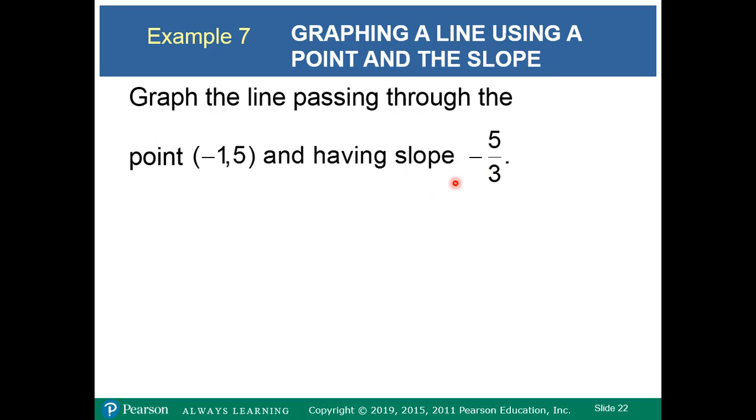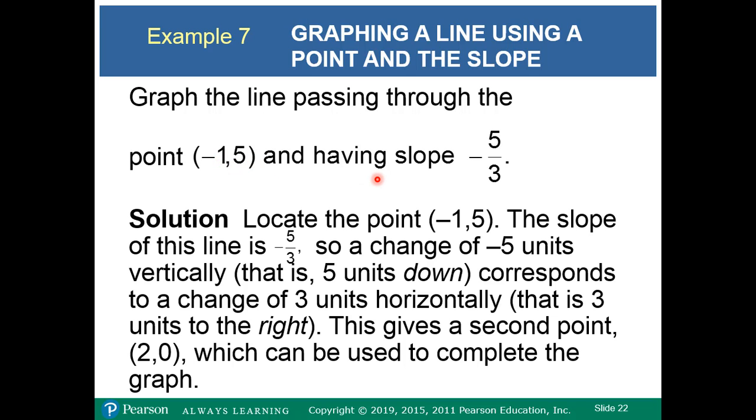Okay, which means if we take this point and go 5 units down, we're subtracting 5 from this one. And if we go 3 units to the right, which means we're adding 3 to this one, what are we going to get? We're going to get 2, 0. And that's how we do it.